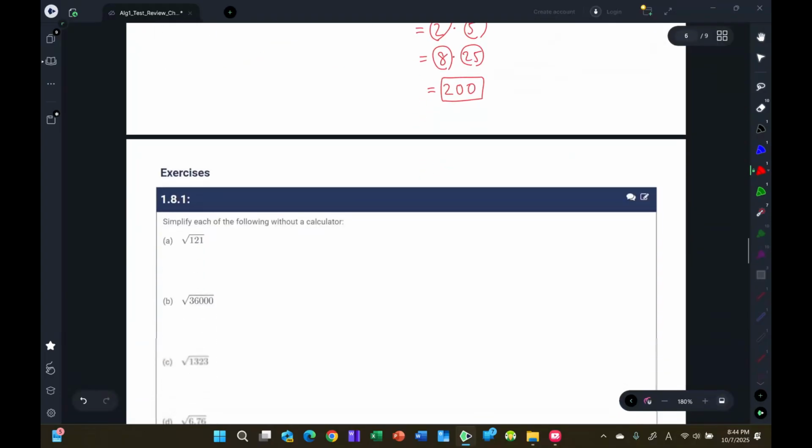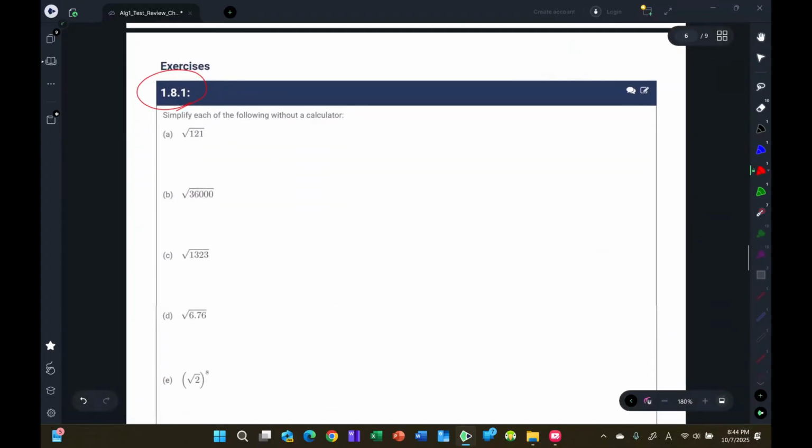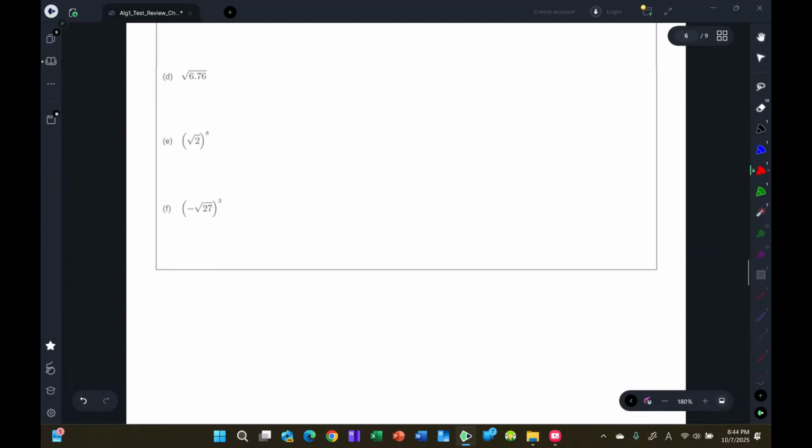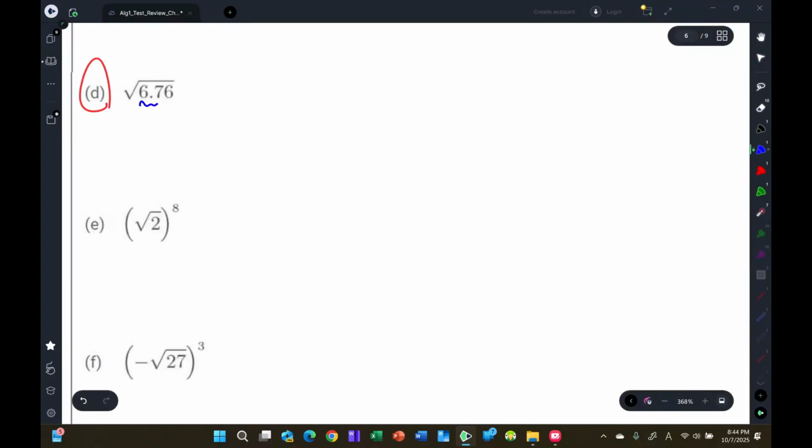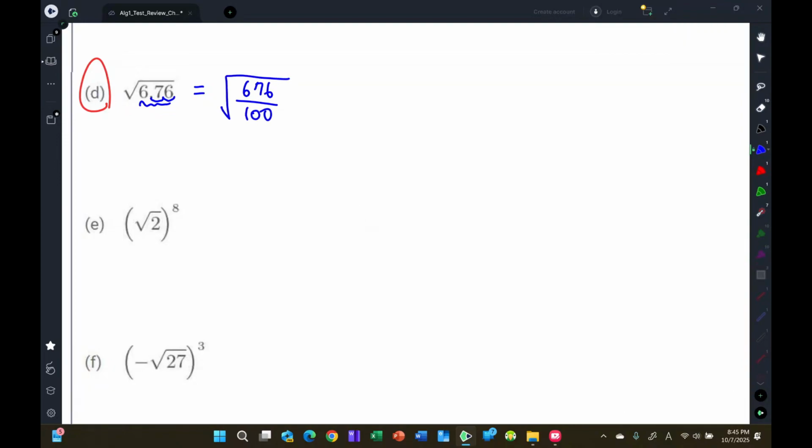And moving down, down, down again, 1.8.1. And I gave you a problem similar to this one, right? So let me work on that one. So you have a decimal number inside the root. And if you remember, it's easier if you change that to a fraction without the decimal number. So how do you write 6.76 as a fraction? Since the decimal moved twice to the left, that means you divided 676 by 100, right? So you can rewrite this as this fraction.